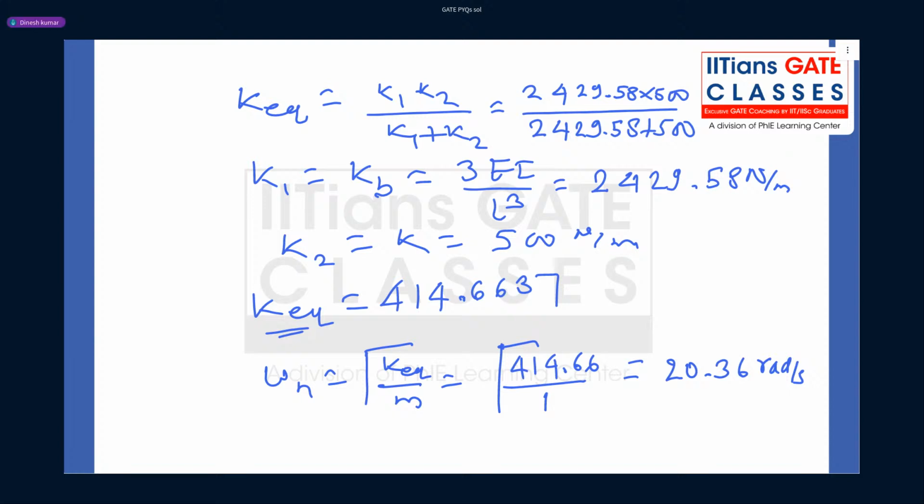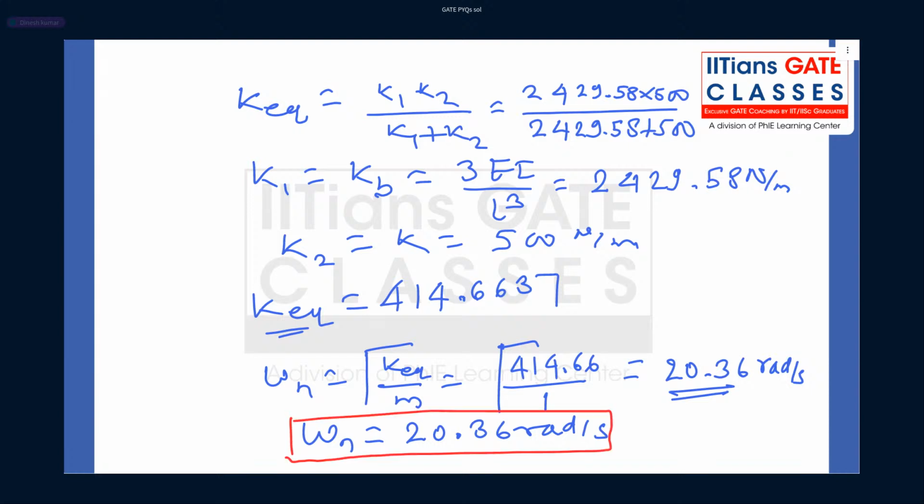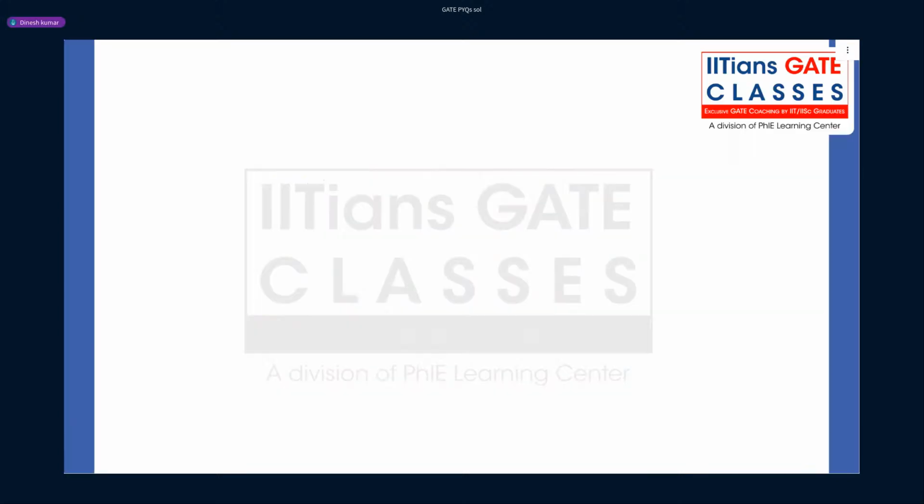We know the square root of 400 is 20, right? And so what is the answer? Correct answer, Shail, is 20.36. Natural frequency omega n in this case is how much? 20.36 radian per second. Yes or no? Good. So let's move to next question.